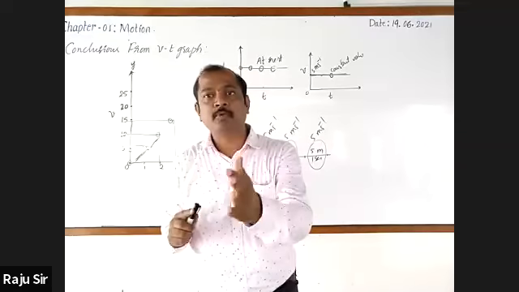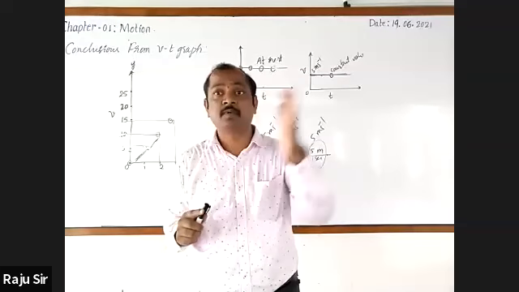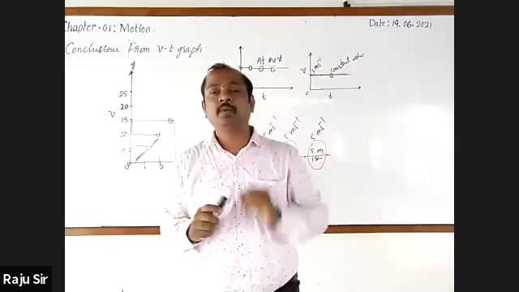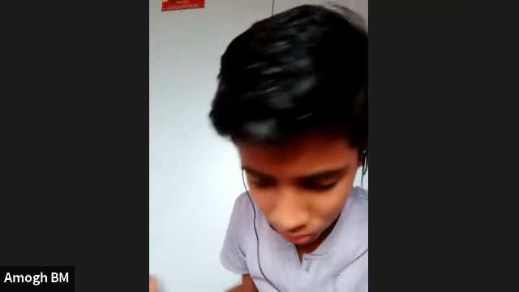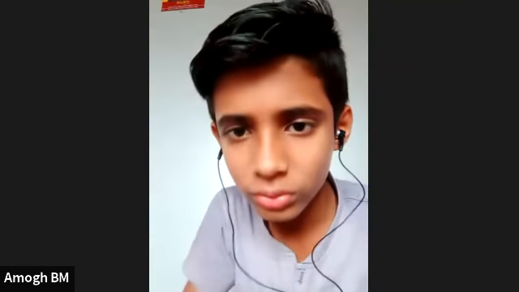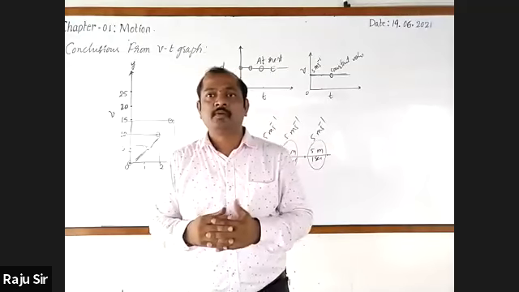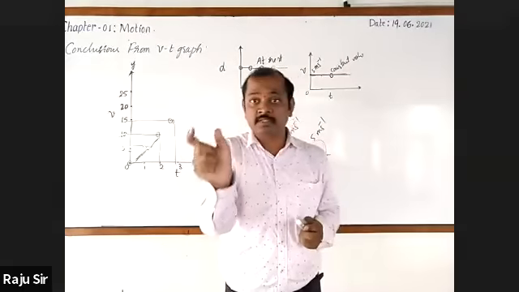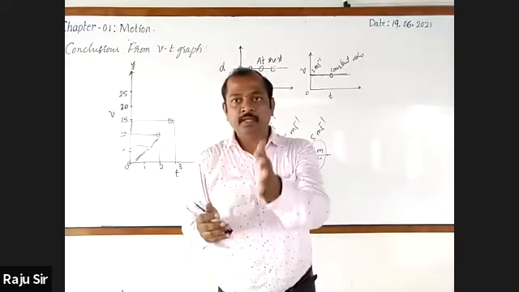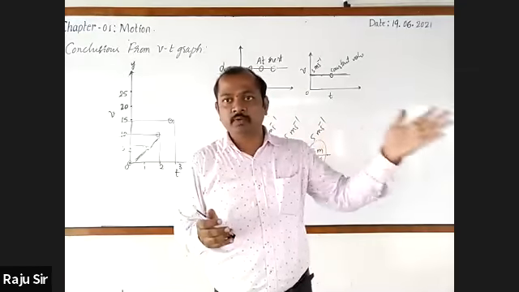What do you say about the motion of a body if it changes its velocity by equal amounts in equal intervals of time? Non-uniform motion. Listen once. If a body changes its velocity by equal amounts in equal intervals of time.